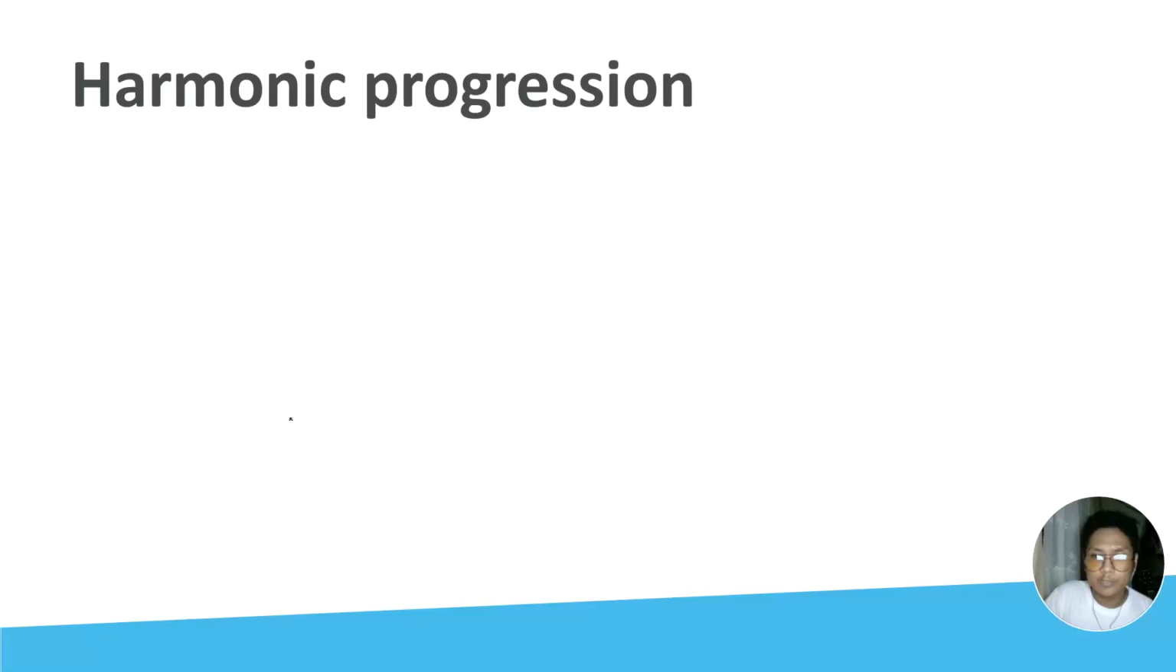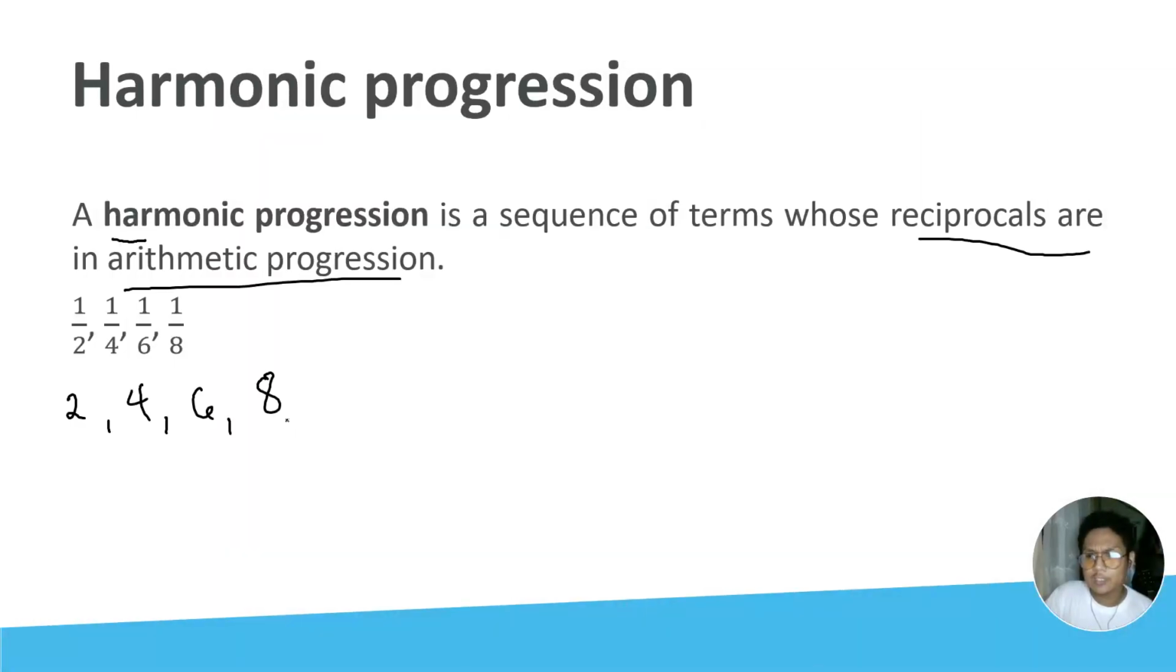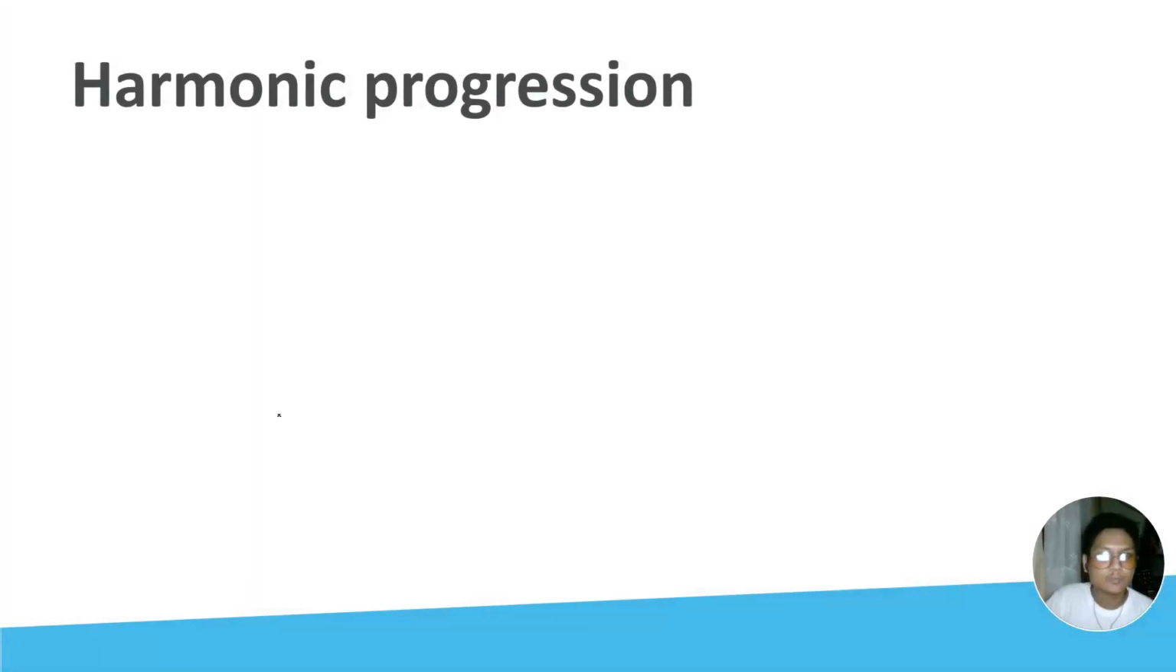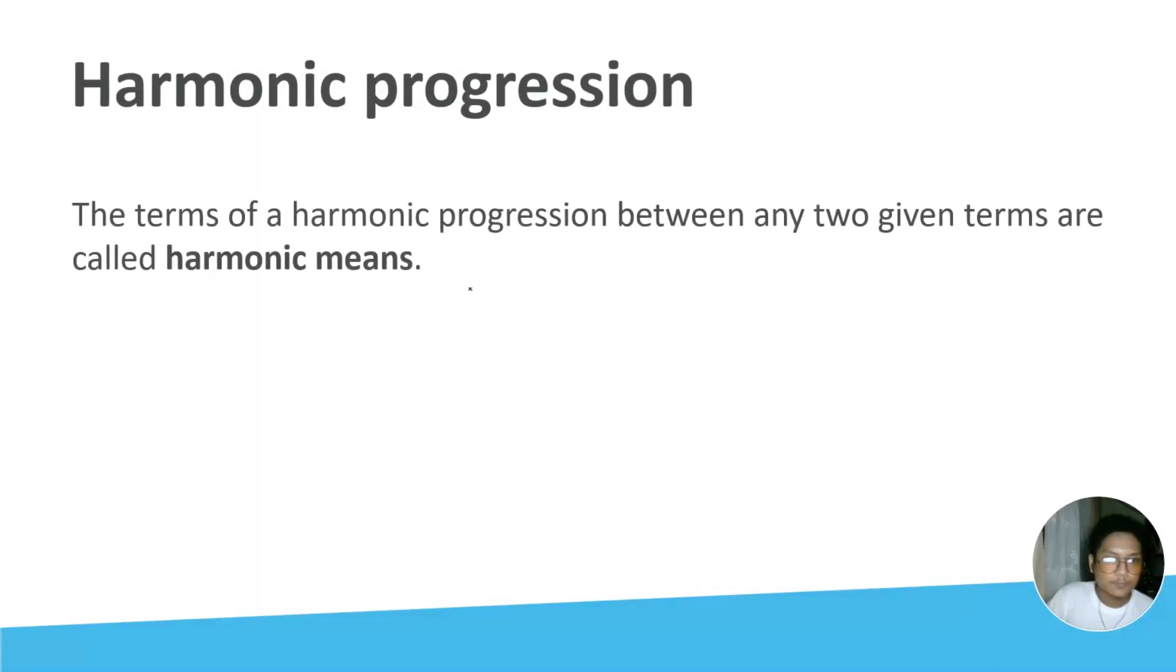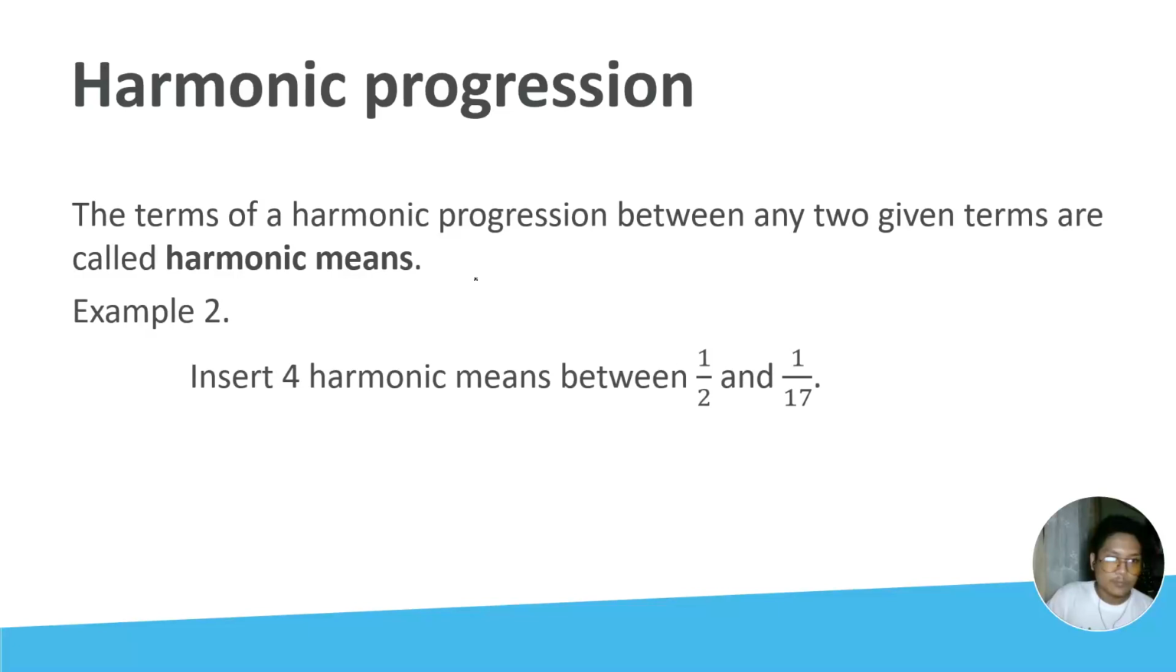So, to solve a harmonic progression, dapat i-convert muna natin dun sa reciprocal value niya. Then, apply the formulas for arithmetic progression, lalo na kung pinapahanap yung missing term o yung pang nth term sa isang harmonic progression. So, okay, ang tawag din ulit dun sa mga term in between terms that is a harmonic progression ay harmonic mean.